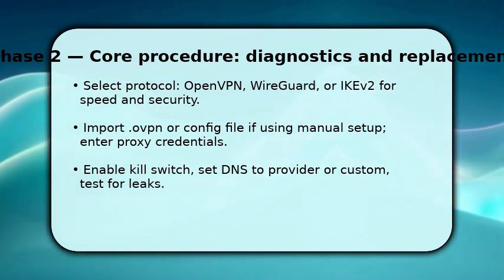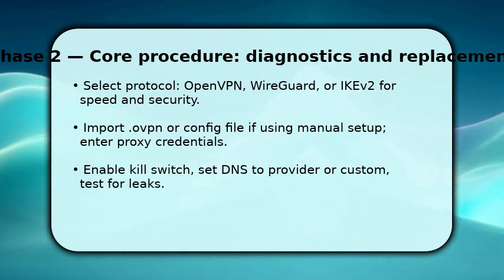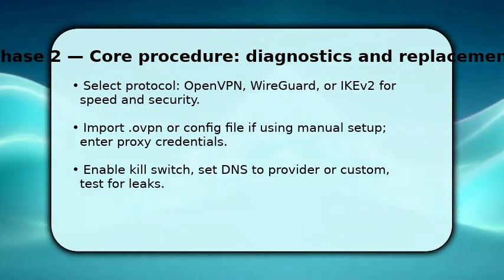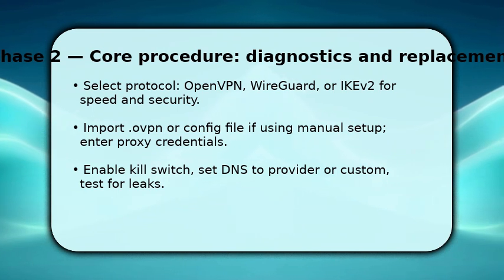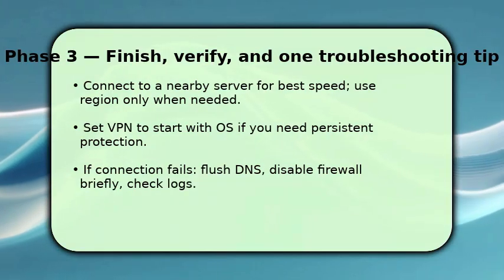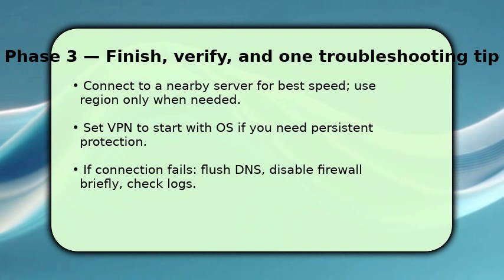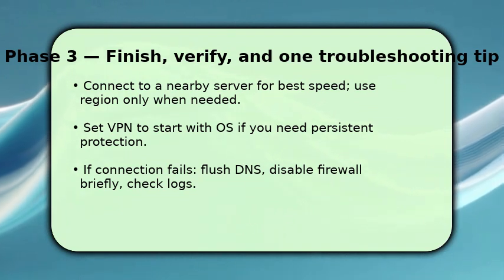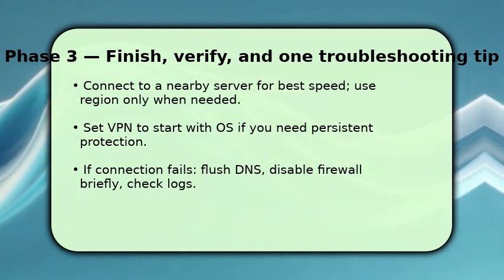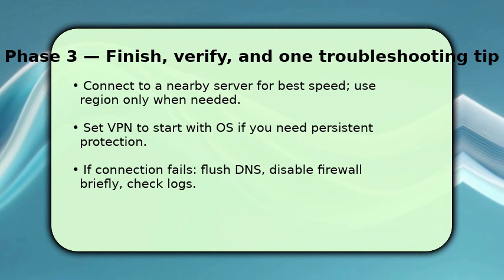Once configured, run a quick test connect and choose a server that balances latency and location. Nearby servers usually give better speed. If you want automatic protection, set the VPN to start with your laptop and remember to configure browser proxy settings if using split tunneling or a separate proxy.